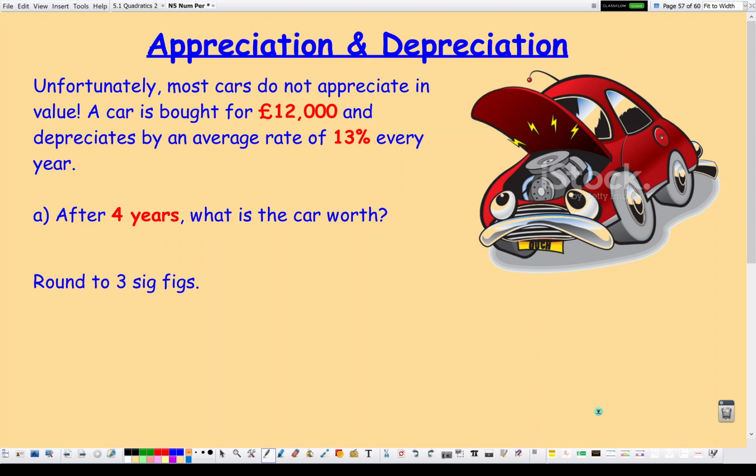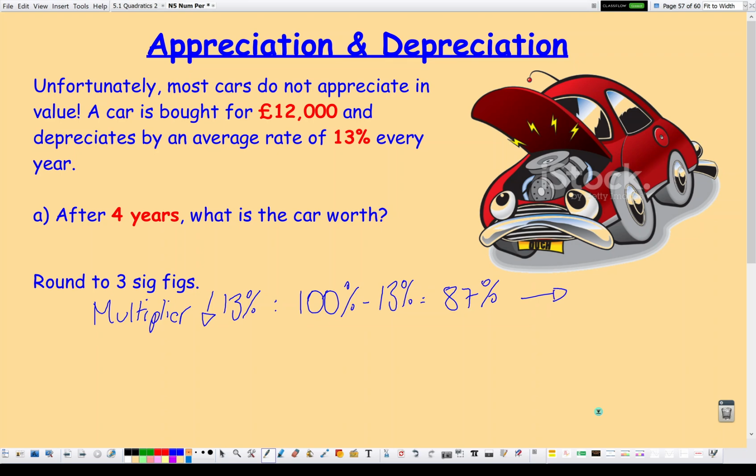So first of all, we have to work out our multiplier for a decrease by 13%. Some of you may be able to go straight to the decimal, but if you are making mistakes with that, then just write it out in full. 100%, we are taking away 13%, so that means we have 87% left. Changing that to a decimal by dividing by 100 makes it 0.87.